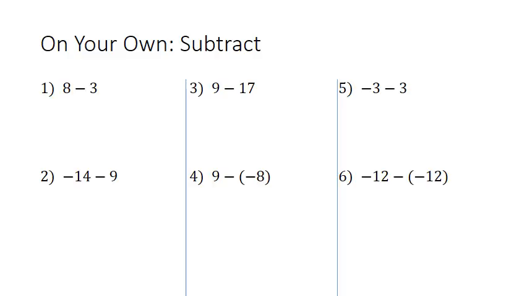Okay, so for problem number 1, we have 8 minus 3. Well, that's a pretty standard problem. They're both positives. It's straightforward. So we're going to say 8 minus 3 is going to be equal to 5. Now, we look here, we have 9 minus 17.